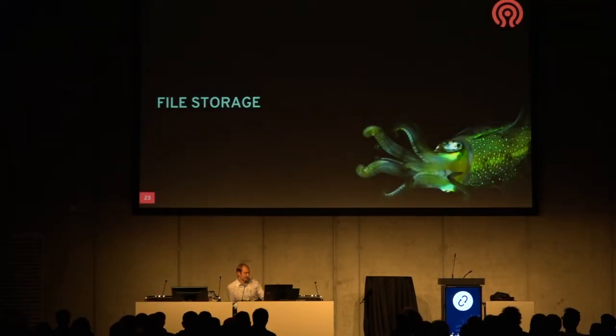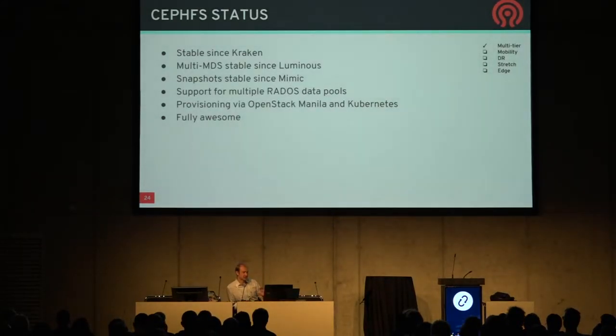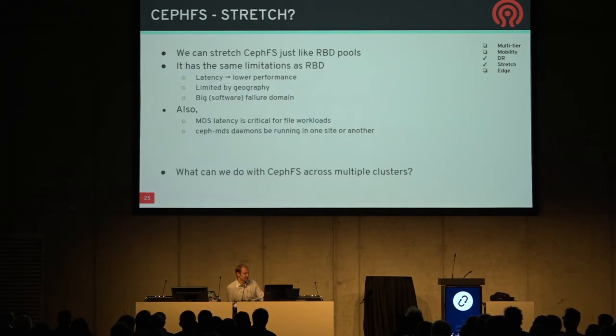So that's block. Let's talk a little bit about file. Just a quick status update. CephFS and Ceph has been stable since Kraken. The multi-metadata servers have been stable since Luminous. Snapshots are stable since Mimic. You can support multiple Rados pools, so you have this basic tiering capability that you would come to expect. You have automated provisioning with OpenStack Manila. In fact, it's the most popular Manila driver by a lot right now. And in short, CephFS is fully awesome.